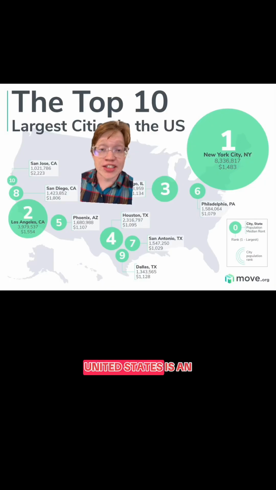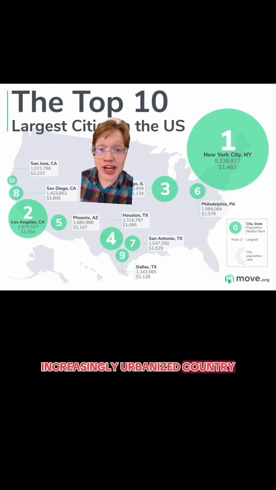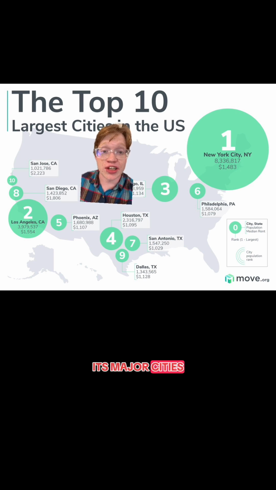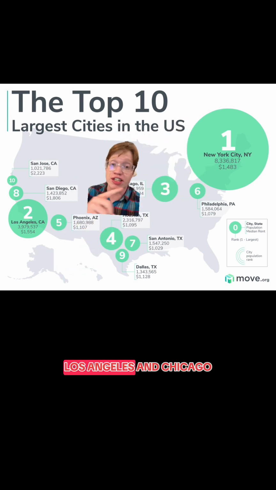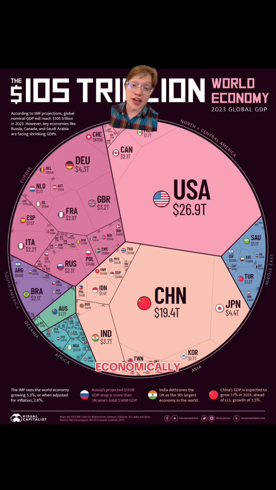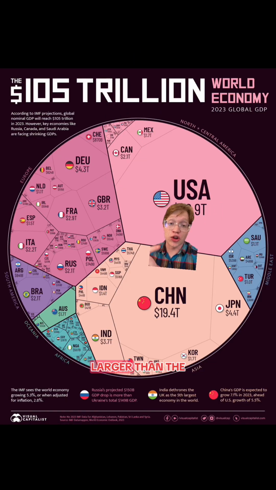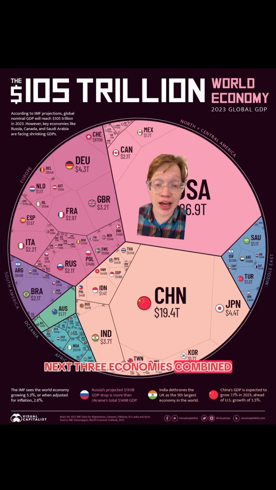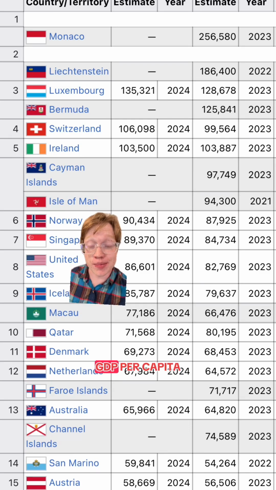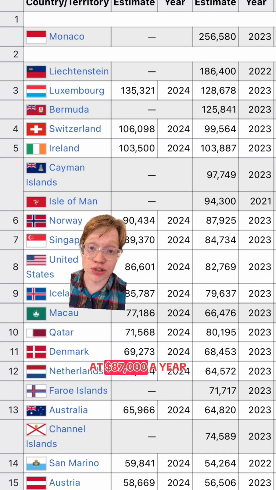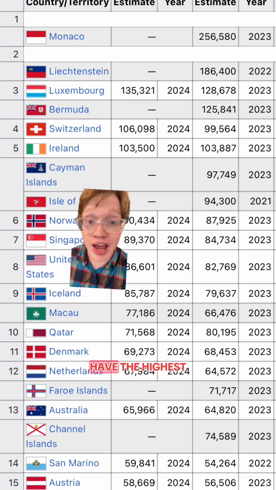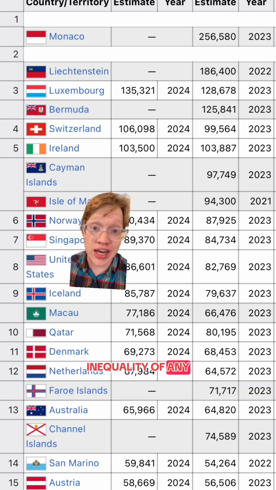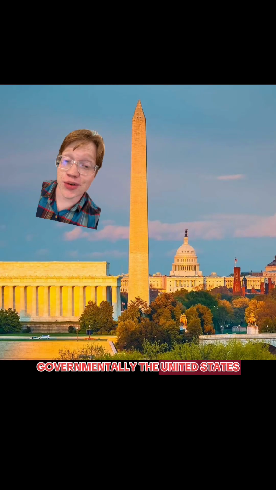The United States is an increasingly urbanized country, and this power is centralized in its major cities, the largest of which are New York, Los Angeles, and Chicago. Economically, America is the world's largest economy, larger than the next 3 economies combined. And it has the 8th highest GDP per capita at $87,000 a year. It does, however, have the highest inequality of any developed country. Governmentally, the United States is a constitutional republic, for now.